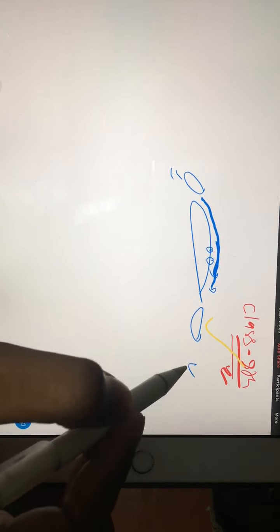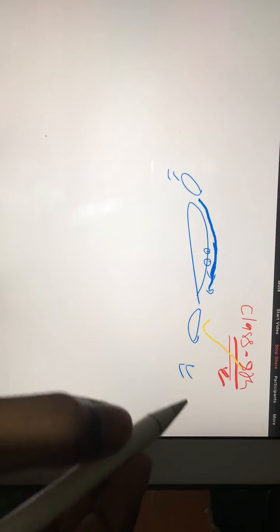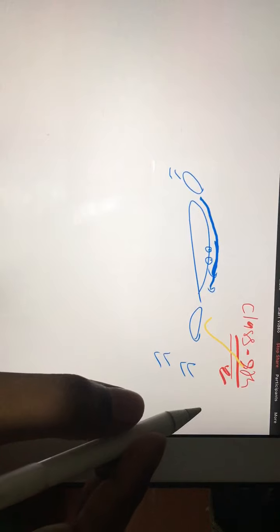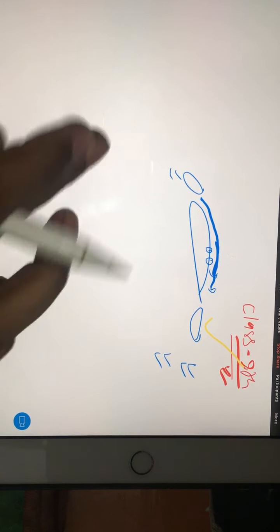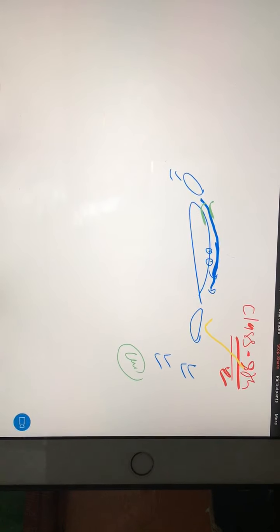Now in today's class we are starting high speed airfoils, and our first topic should be, first of all, what are high speed airfoils? In what sense is a low speed airfoil different from a high speed airfoil?